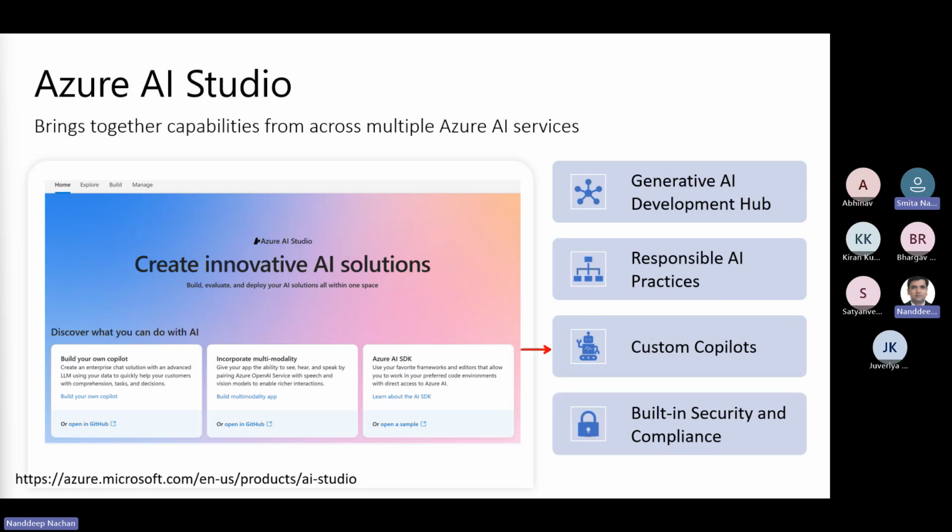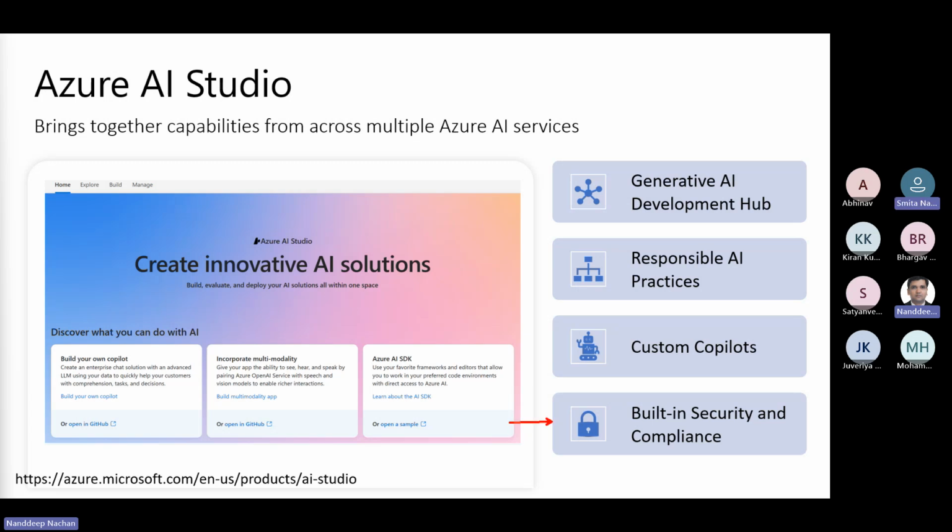The third one is custom copilots. So the Azure AI Studio allows you to create a custom copilot, and this copilot can assist you in various tasks such as natural language processing, recommendation systems, and many more things. So you can tailor them to your specific needs and integrate them seamlessly into your application.